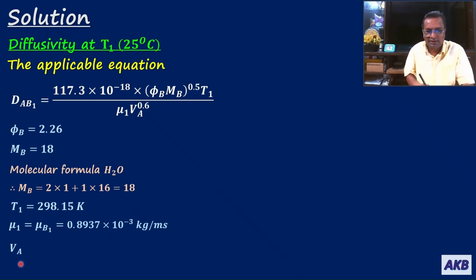And Va is not directly given to us. Instead of that, atomic volumes in meter cube per kilomole are given to us. So first we will have to find out Va. So let us see how it is done.